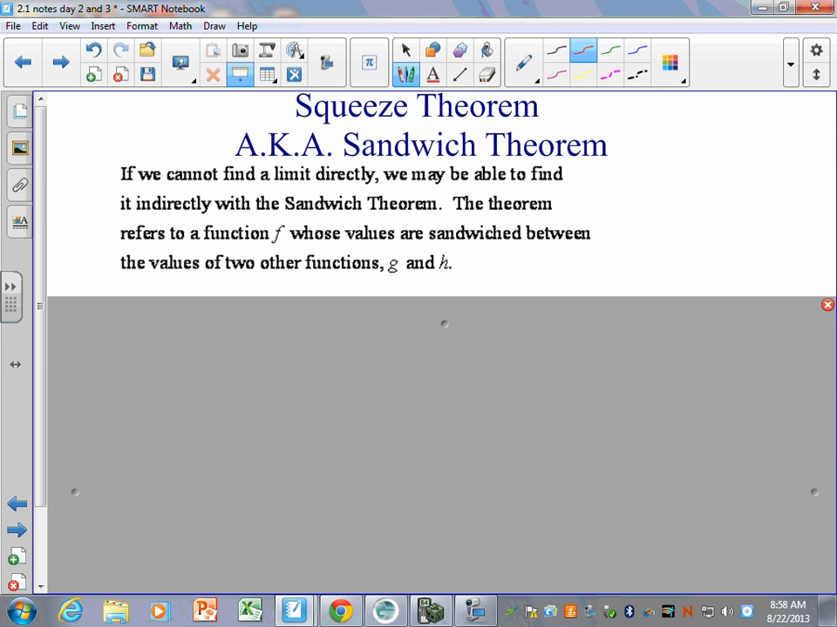This is our last thing we're learning today, the sandwich theorem, and we're going to do an example of it.